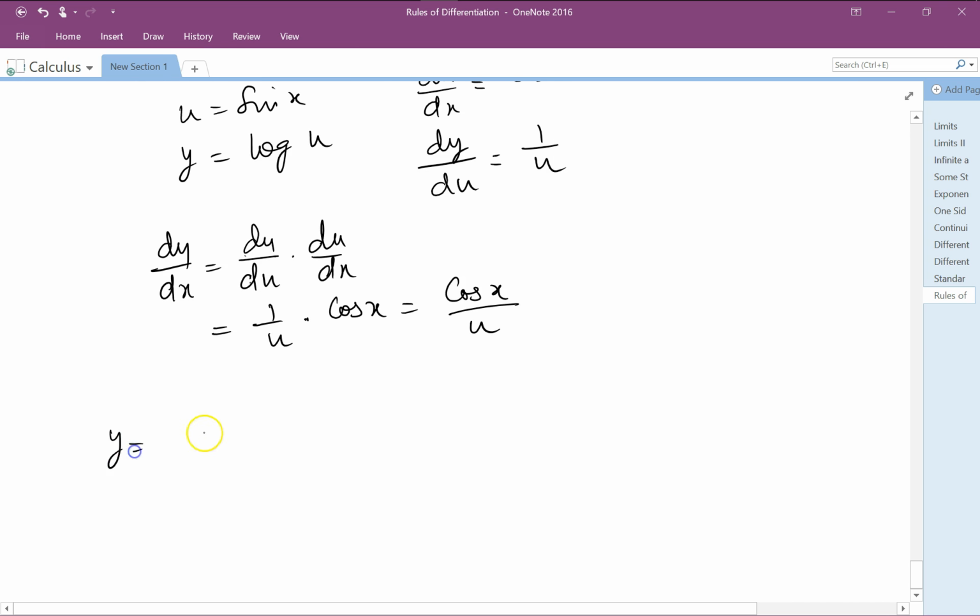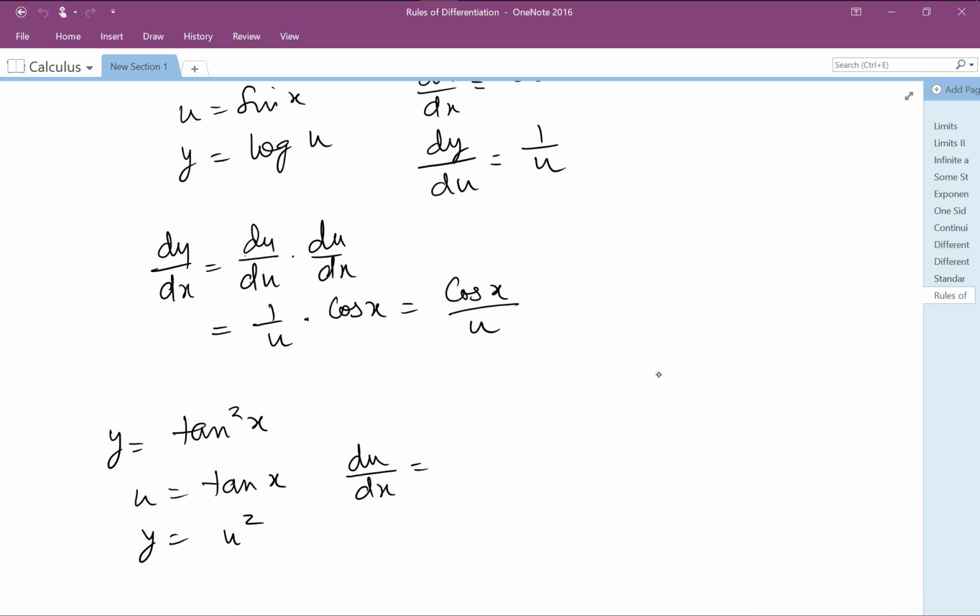Okay, y equal to tan square x. Now we can say u equal to tan x, right? And y is equal to u square. So du by dx is equal to, what is the derivative of tan? Now let's say you don't remember the derivative of tan. Don't panic. You know tan theta is equal to sine theta by cos theta.